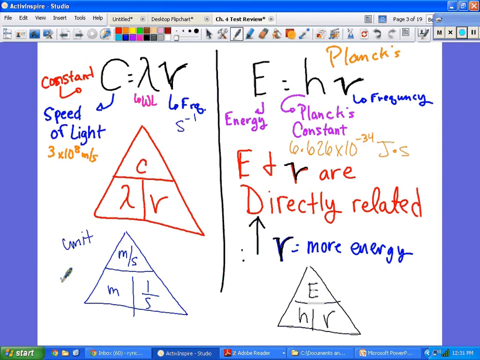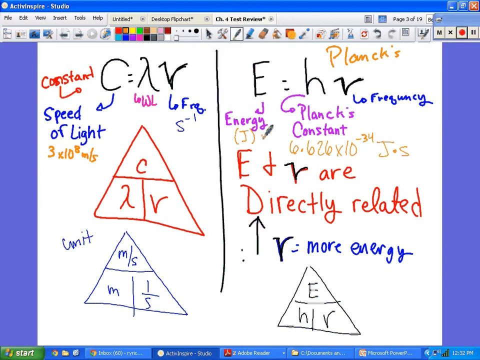So that is that. All right, E equals h nu. What does E stand for? What should your energy unit be? Joules, very good. Joules should be your unit of energy. Planck's constant: do you have to memorize that for the test? No, I'm going to give it to you, and here it is, just in case you do want to memorize it: 6.626 times 10 to the negative 34th joules times seconds, J times s.